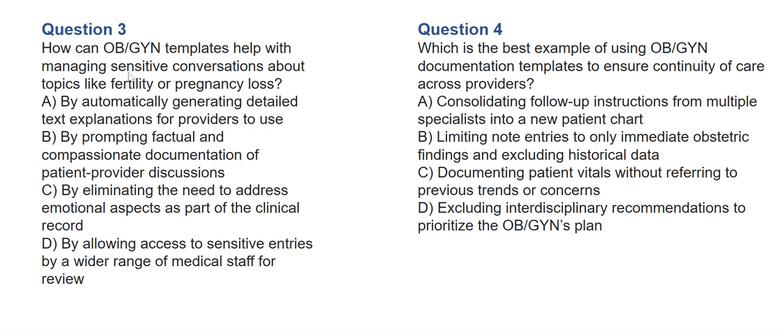Question 3. How can OB/GYN templates help with managing sensitive conversations about topics like fertility or pregnancy loss? A, by automatically generating detailed text explanations for providers to use. B, by prompting factual and compassionate documentation of provider discussions. C, by eliminating the need to address emotional aspects as part of the clinical record. Or D, by allowing access to sensitive entries by a wider range of medical staff for review.